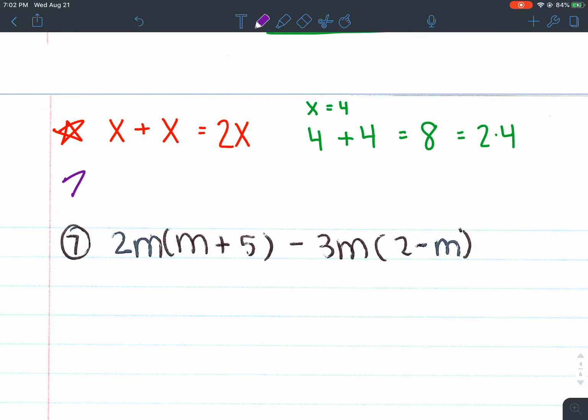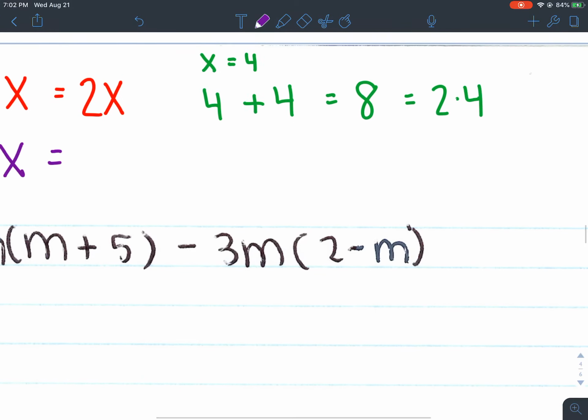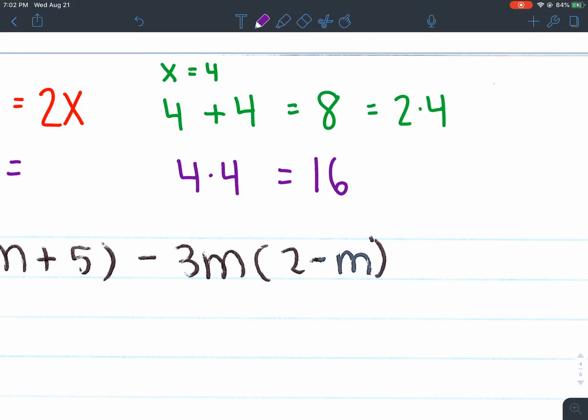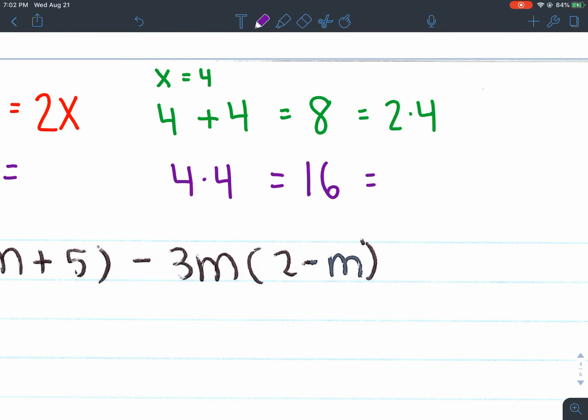Okay, well, let's talk about x times x. If x is 4, 4 times 4 is what? 16. How else can you write 16? You could also write it as 4 squared, right?